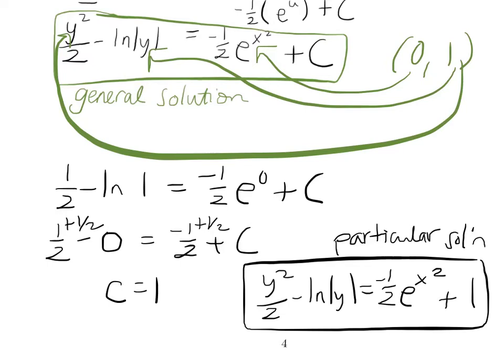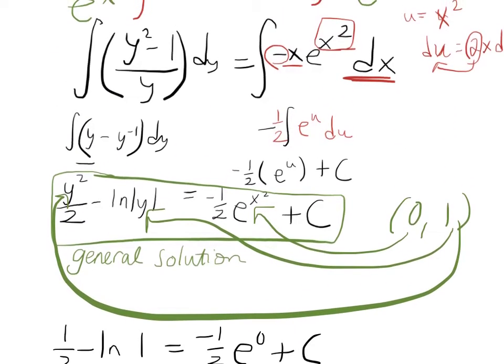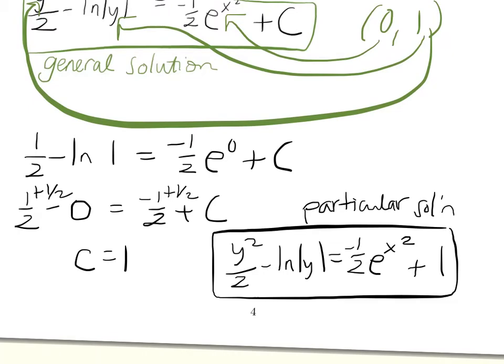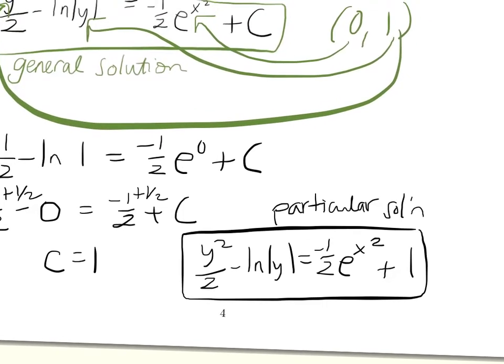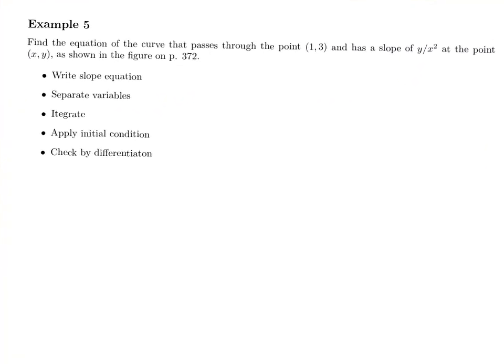No questions? Sure? What's a general solution? What makes the solution general? We have a C. A general solution has a plus C, a constant we have to solve for. A particular solution is when we've used our, what do we use to find the particular solution? Initial conditions. Okay, good. Let's look ahead at example 5.